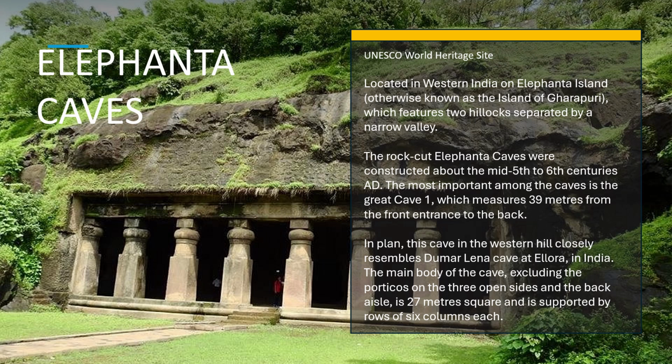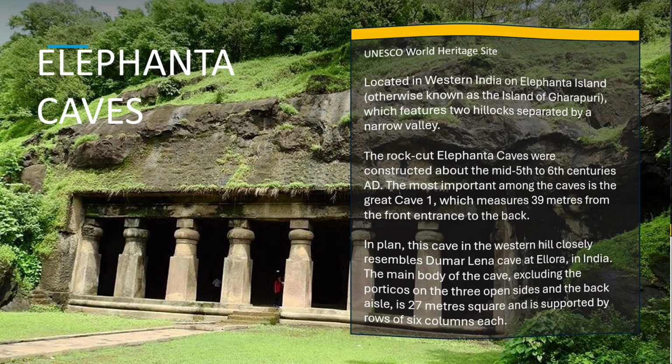The main body of the cave, excluding the porticos, which means the columns covered by a roof or entrance of a building covered by or supported by columns on three open sides and the back aisle, is 27 meters square and is supported by rows of 6 columns each.